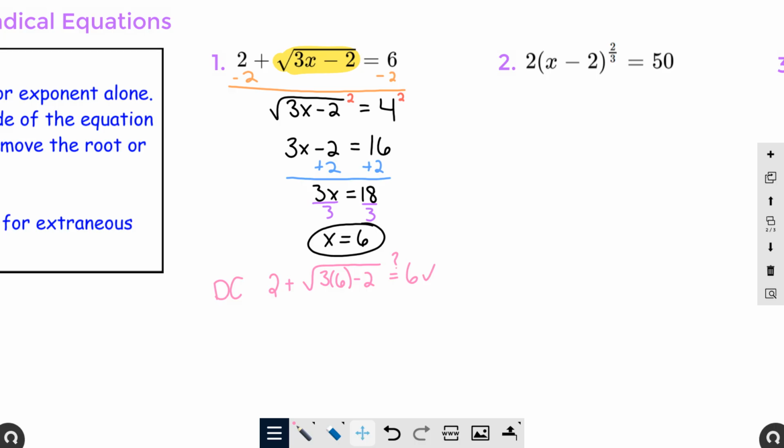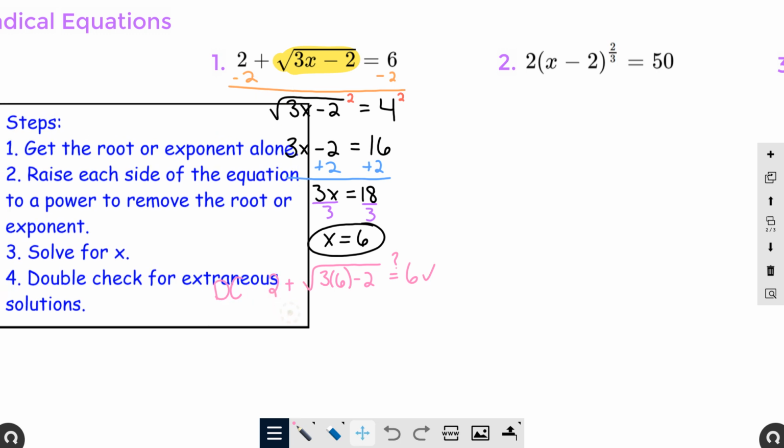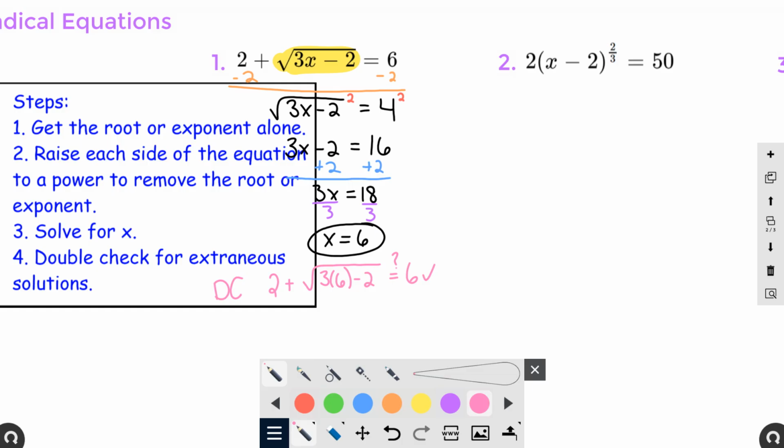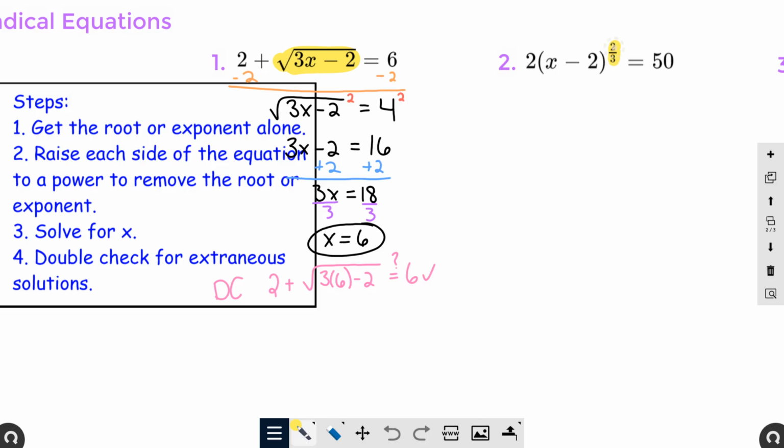Now, think about your steps. So I'm going to pull this back over so that way we can see it a little bit. It's kind of going on top of that other problem. But step 1 is to get the exponent or root alone. So this time we have an exponent. What's being raised to that exponent is everything in the parentheses. So we want to get the parentheses and the exponent by itself.